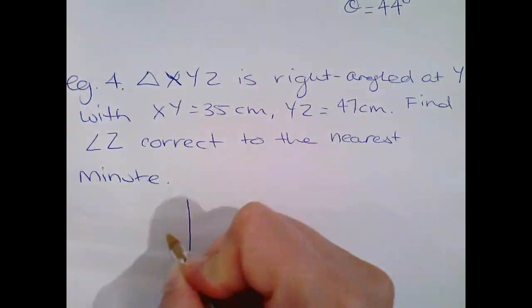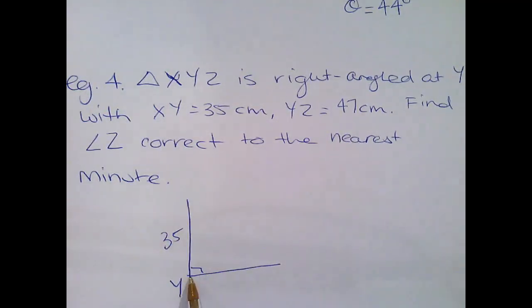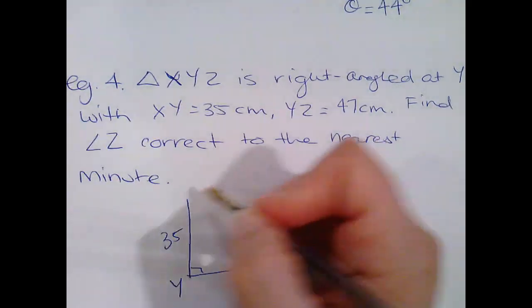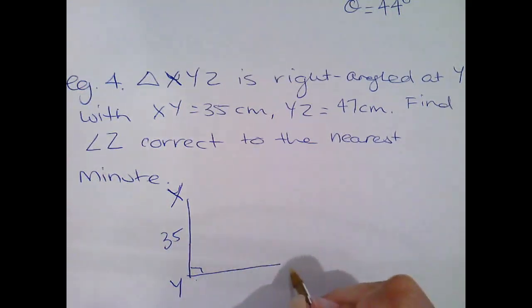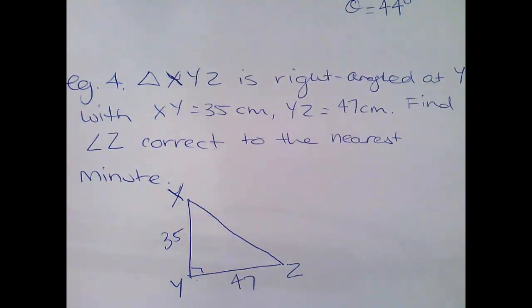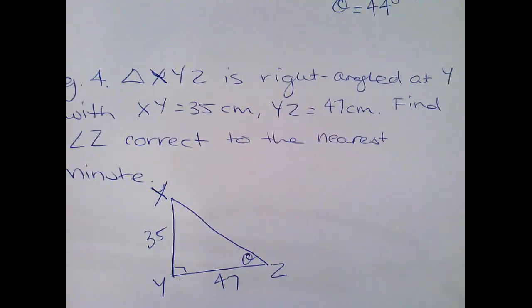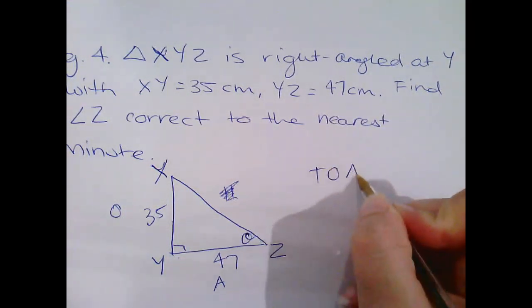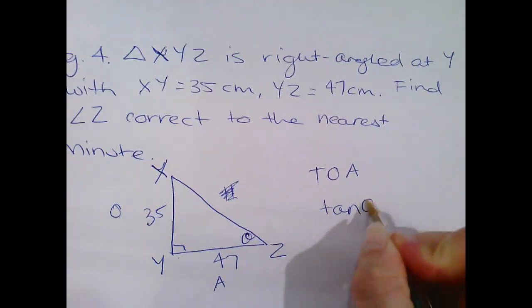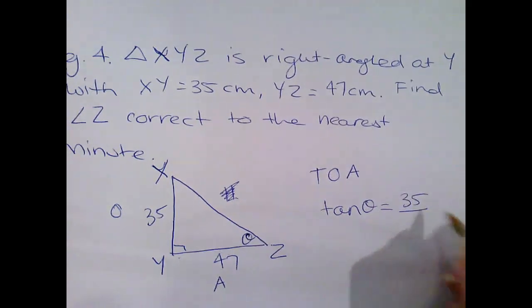X to Y is 35, so if I make that 35, only because that looks maybe slightly shorter than the other one, so I'll call that X. X to Y is 35, and Y to Z is 47. And find the angle Z, so I'm going to put in theta there at Z. Labeling with O, A, H. Which one can we cross out? We can cross out the hypotenuse, so we're left with O and A. TOA, tan theta equals 35 over 47.